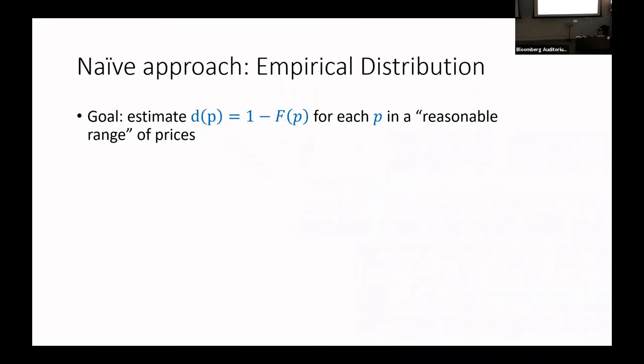Okay, so what's the naive approach? The next two slides should seem very familiar. The goal is to estimate demand of p for each price p, and you want to do this for a reasonable range of prices. You're never going to try to estimate how many people buy this candy bar for $1,000, or how many people buy the computer for $0. You have some reasonable range, and you want to estimate the demand distribution for that reasonable range.